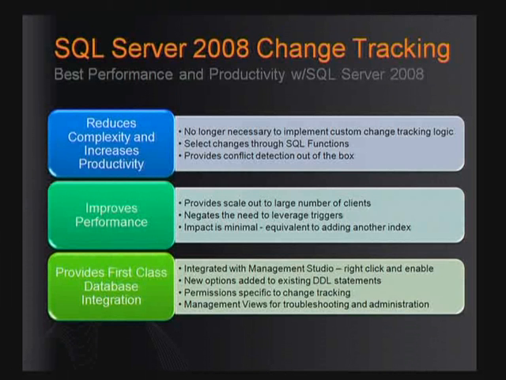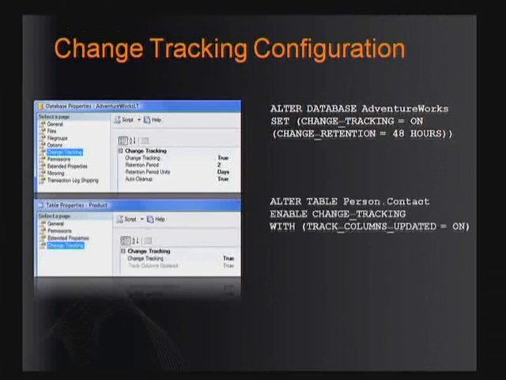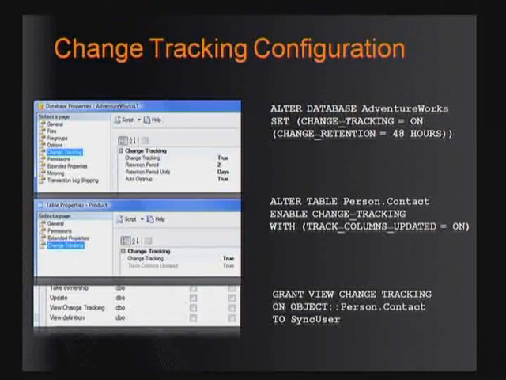Now to enable that, it's simply alter database, enable change tracking. It's built into the UI. You can then go to a table, and then you can actually say whether you want to track columns as well. And you can set permissions for things as well. So very, very productive with SQL Server 2008, but not required. We just want to give you a reason to go there.